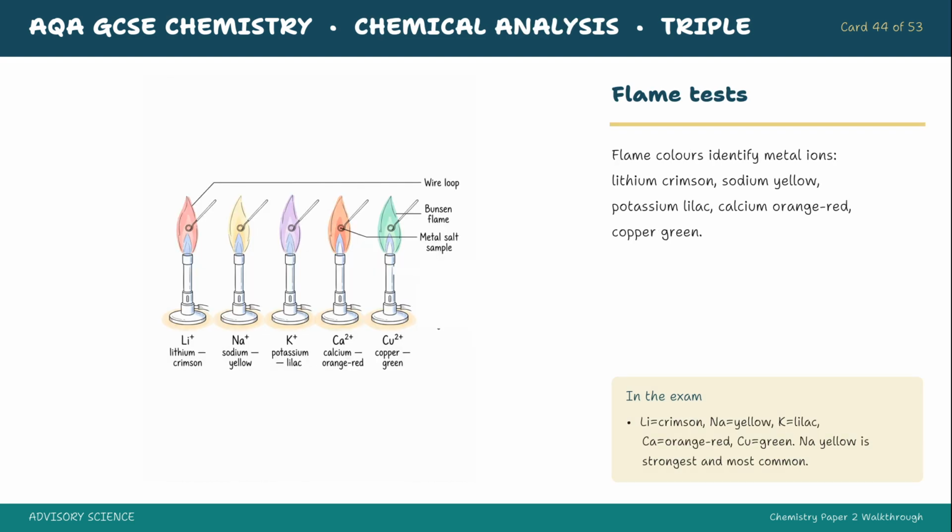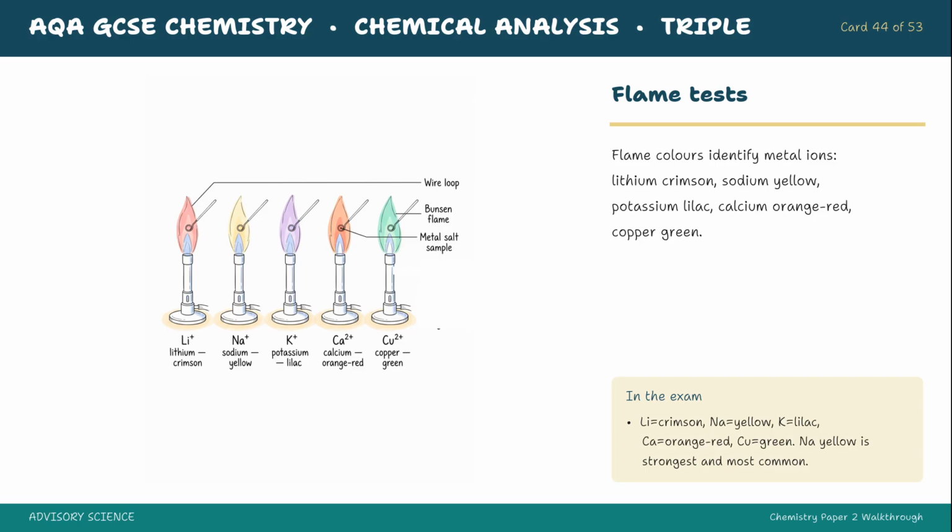Flame tests. We now add the extra triple analysis tests, starting with identifying metal ions. A flame test identifies some metal ions by the colour they turn aflame. You dip a clean wire loop into the sample and hold it in a blue Bunsen flame.